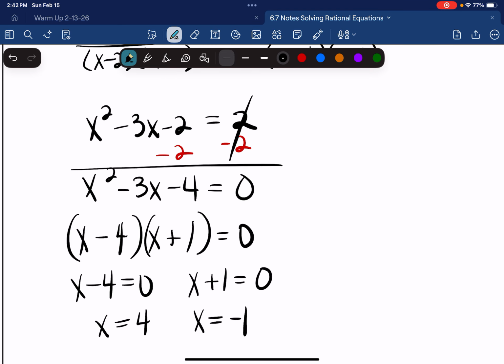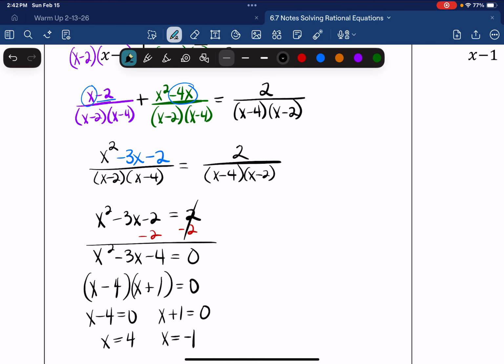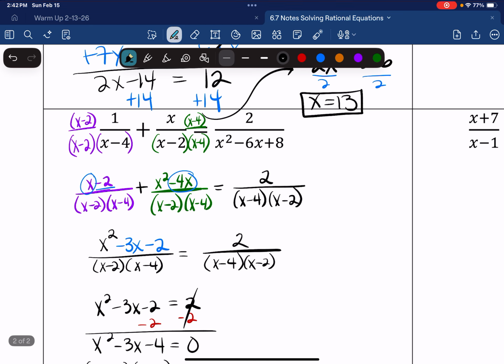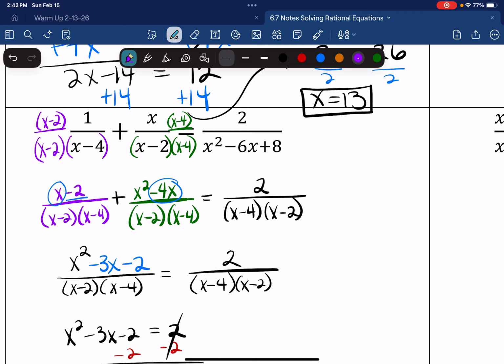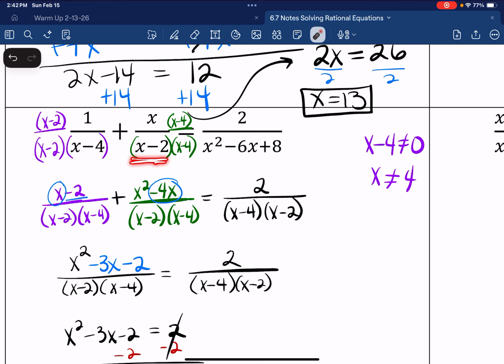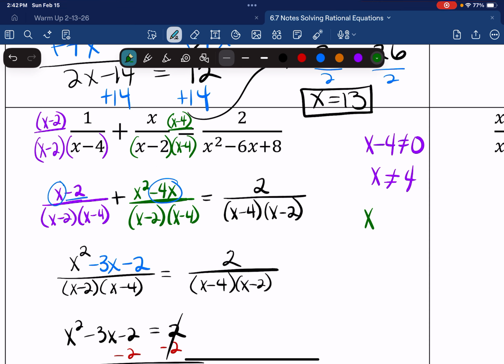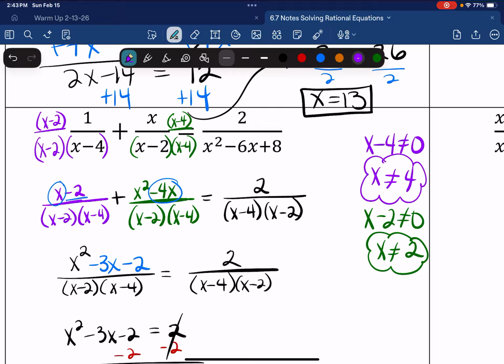Now, before I say that I'm finished and that I have two solutions, again, we always have to check for our extraneous solutions. So go back to your original problem. We have our first denominator of x minus 4 that's not allowed to equal 0. And when we isolate that x value, we get x cannot equal 4. And then we have our second denominator that's not allowed to equal 0, this x minus 2. So x minus 2 cannot equal 0. And to isolate that x, we just add 2. So x cannot equal positive 2. We have x cannot equal positive 4 and x cannot equal positive 2.